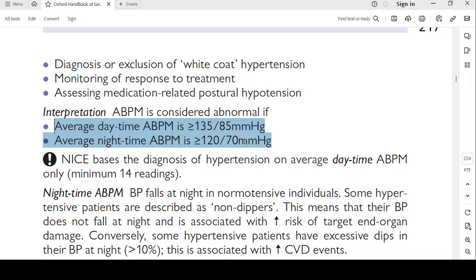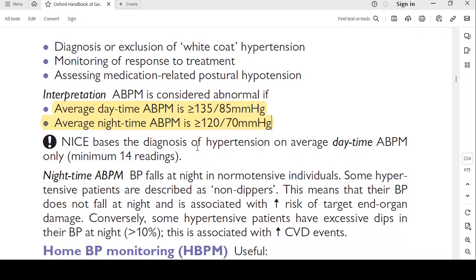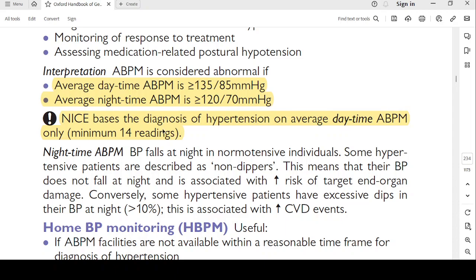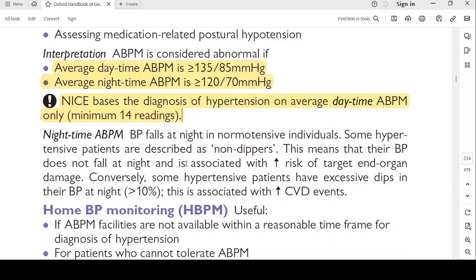So we have some questions in the past medicine which has this concept tested. So let us be confident about this. NICE bases the diagnosis of hypertension on average daytime measurement only. Only on the daytime measurement. So when you have a question stating nighttime BP is high, more than 135 by 85, then it doesn't matter. But if the daytime average is beyond 135 by 85, then it is hypertension.